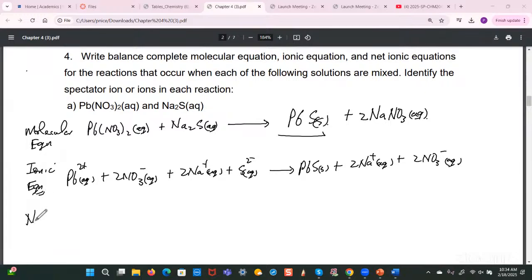So you remember how we get from the ionic to the net ionic? What do we do? Cancel out what? The same ions that exist on both sides; we call them the spectator ions, right? So what would be the spectator ions in this particular case?